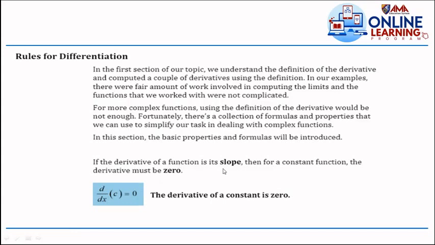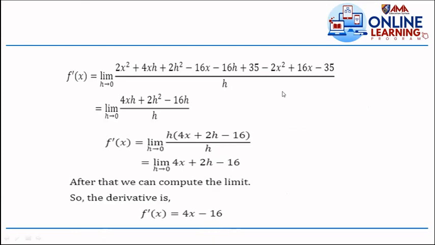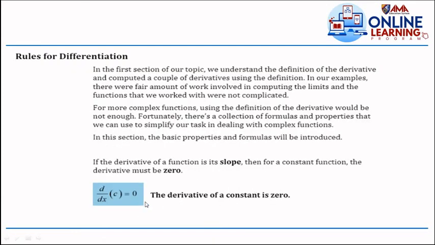If the derivative of a function is its slope, then for a constant function, the derivative must be 0. So this is now your formula. The derivative of a constant with respect to x is equal to 0. Okay? So pag titingnan po natin kanina, yung 35 dito kanina, wala na siya dun sa sagot. Because yung 35 na-cancel po siya, no? Pero sabi naman dito, the derivative of a constant with respect to x, our answer is 0. Okay? Let's say, for example, if y is equal to 3, if we're going to look for the first derivative, y prime is equal to 0, since 3 is a constant.